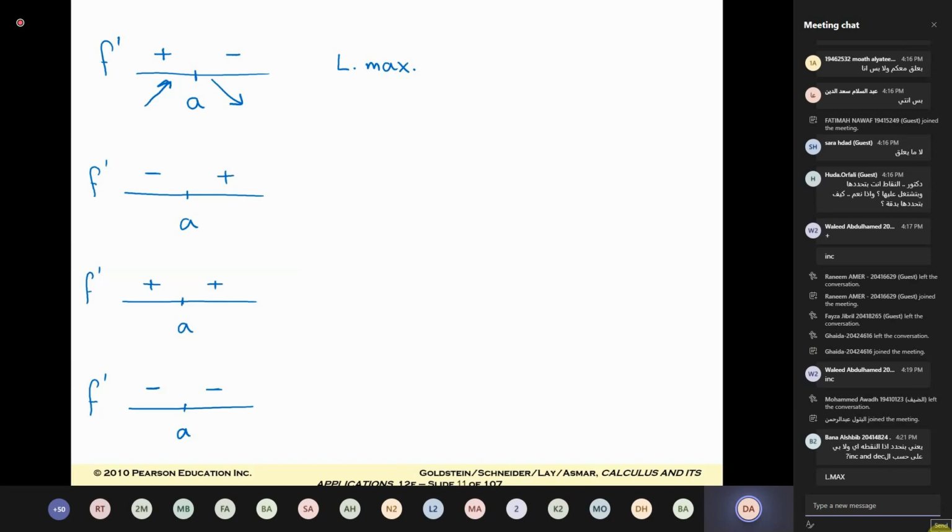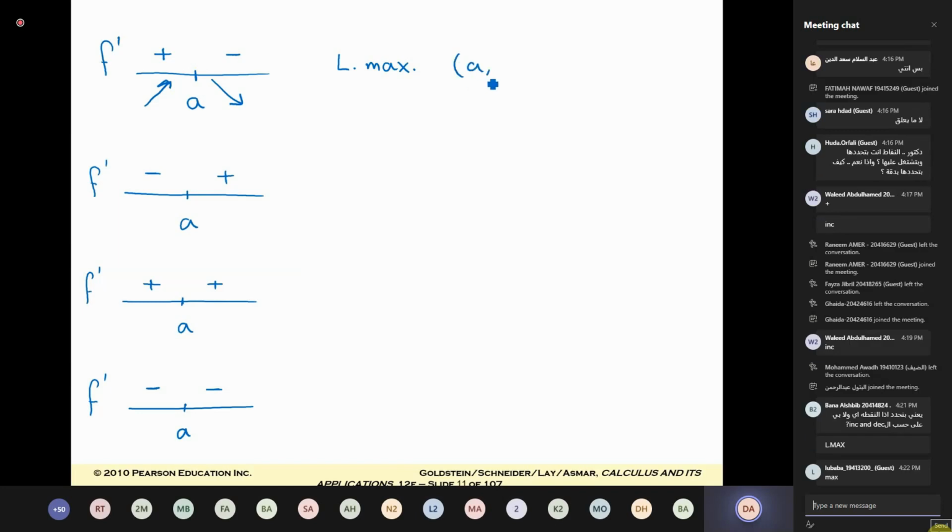In the first one, when we have increase and then decrease, notice it goes up then down, like the top of a mountain as we said. We have a local maximum, which is A and f(A).